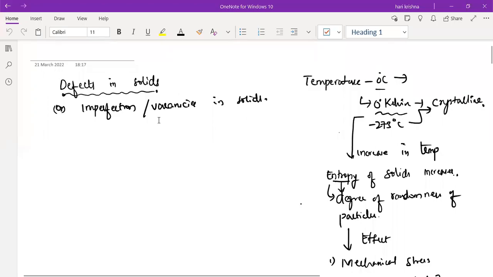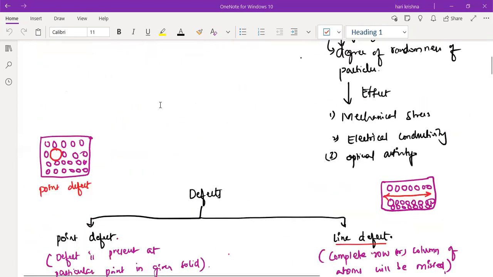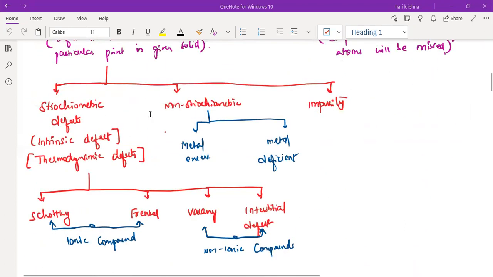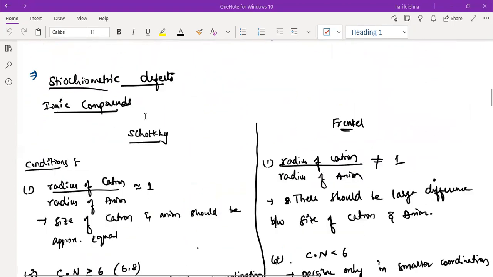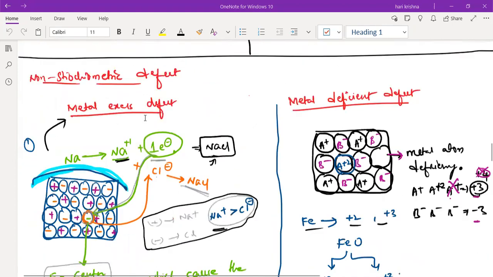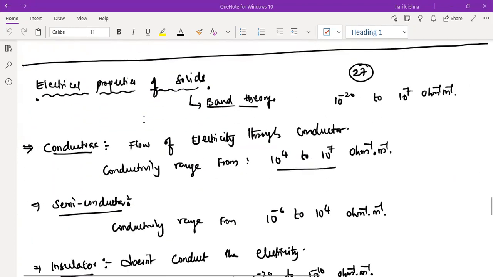So in the last class, we studied about the defects in the solids, right? About the imperfection in the solids and what are the different types of defects. Okay, about the stoichiometric, non-stoichiometric, impurity defect. So all this as we have covered in the last class. And electrical properties of the solids also we covered in the last class.